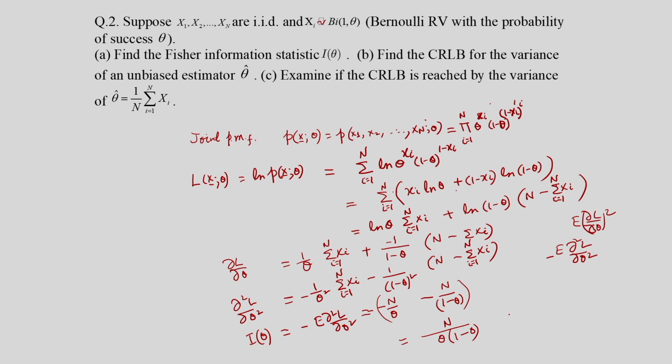So, therefore, I theta is equal to n divided by theta into 1 minus theta. So, this is I theta. Second, part B, this was part A. Part B is, we have to find out the CRLB. The CRLB for the variance of theta hat, an unbiased estimator, will be equal to 1 by I theta, that is equal to theta into 1 minus theta divided by n.